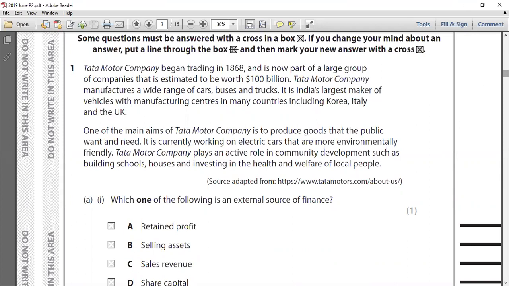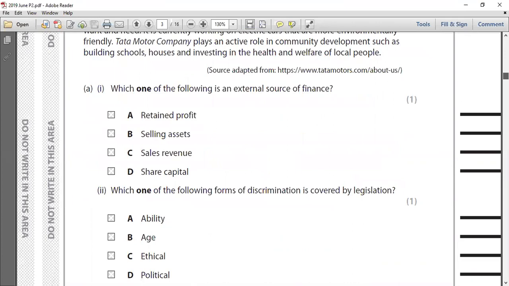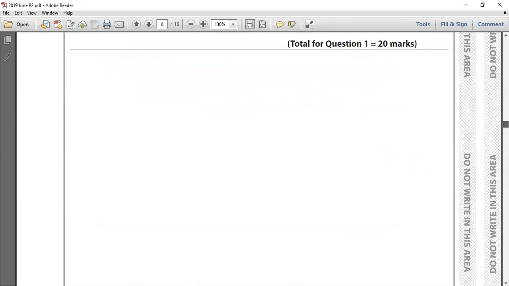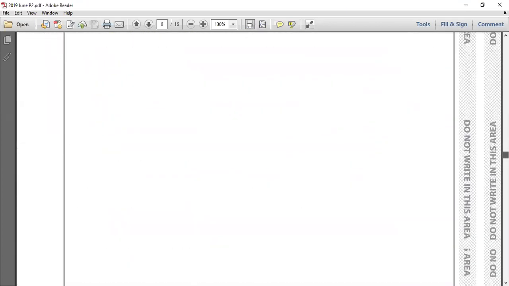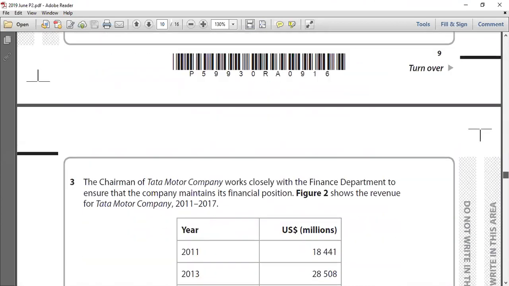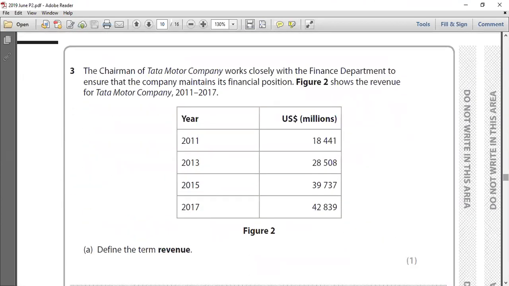In my other session we talked about questions 1 and 2, how to do those questions. So today let's move on to the last two questions, question numbers 3 and 4. Here they have given Figure 2: the chairman of the Tata Motor Company worked closely with the finance department to ensure that the company maintained its financial position. You can see they have given these revenue figures from 2011 to 2017.